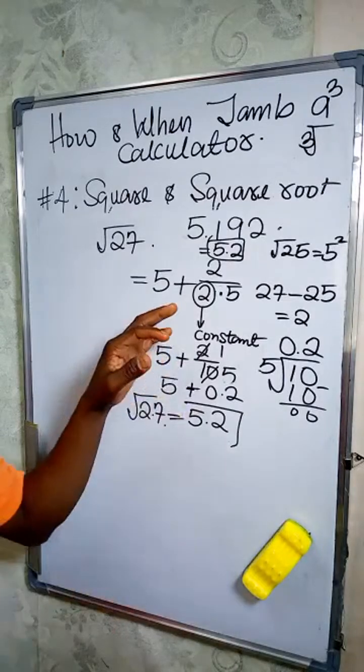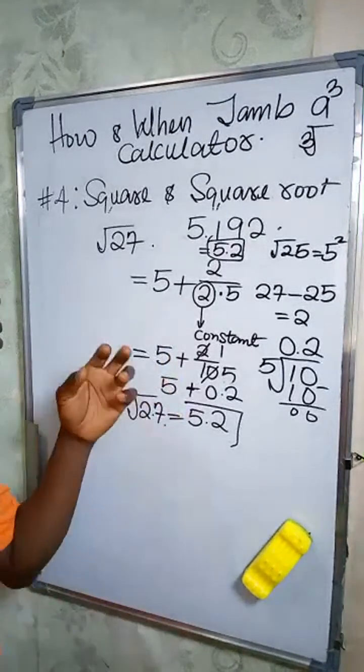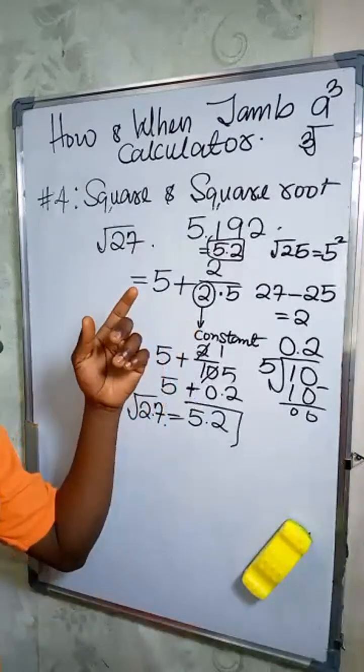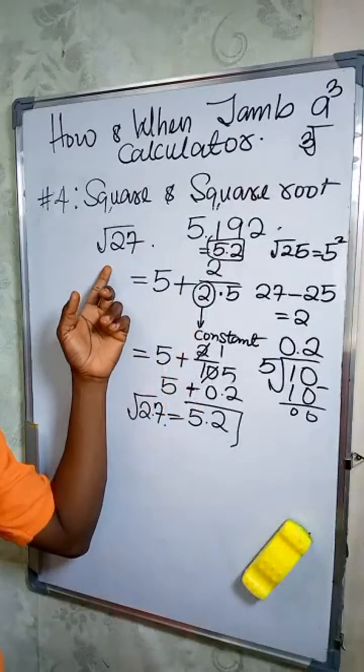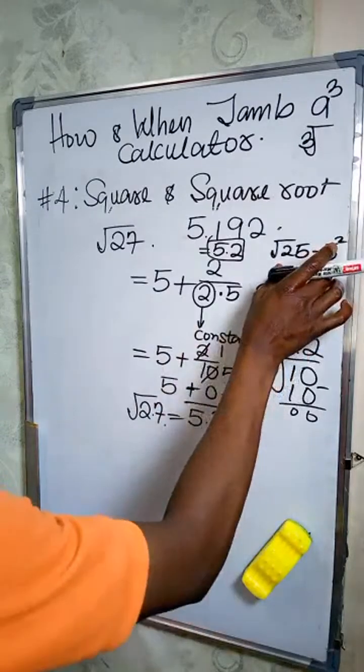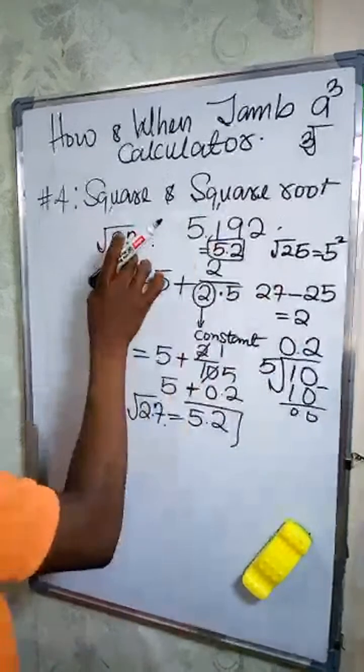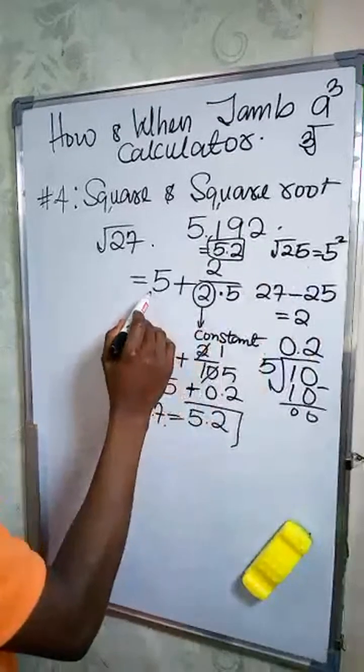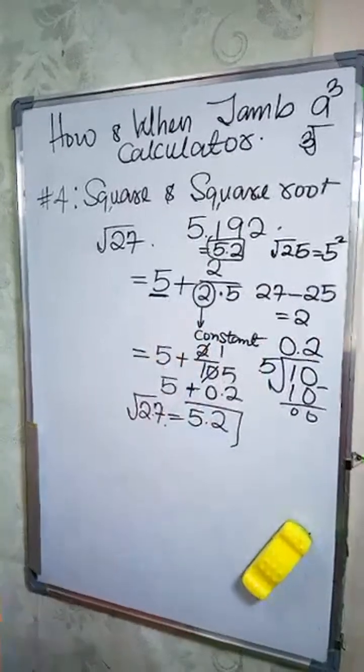So if you see any question, they tell you make you find the square root of this, and you no want to use any calculator, just use this method. You go look for the closest square root wey dey close to that number. Na 5, we go write am. That means say the answer na 5.